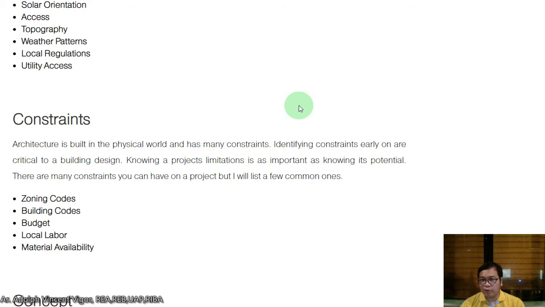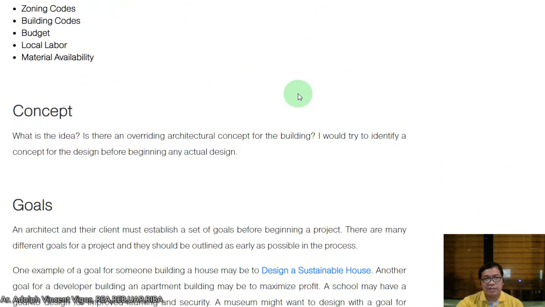Otherwise, if you're going to import materials, it's going to be quite expensive. Then you have a concept. So a concept is, what is the idea? Is there an overriding architectural concept for the building? Okay. So I think what I've observed is that most of you are already good with this one.